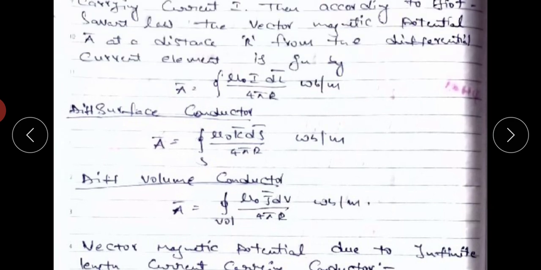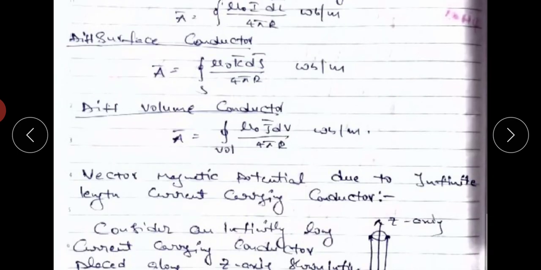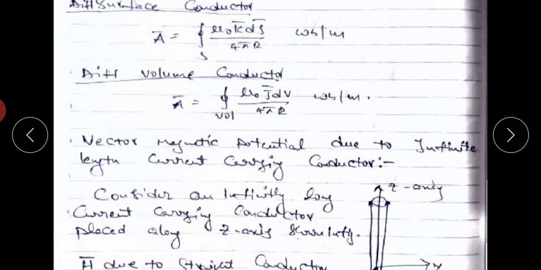So these are the vector magnetic potential expressions with respect to differential current elements. First one, differential line current carrying conductor. Second one, differential surface current carrying conductor. Third one, differential volume current carrying conductor. Here I is the current value, dl bar is the differential length, k bar is the surface current density, ds bar is the differential surface area, j bar is the volume current density and dv is the differential volume of the current carrying conductor. We know that the vector magnetic potential means the magnetic potential produced by the current carrying conductor. In the vector magnetic potential case, the current density j bar is not equal to 0.